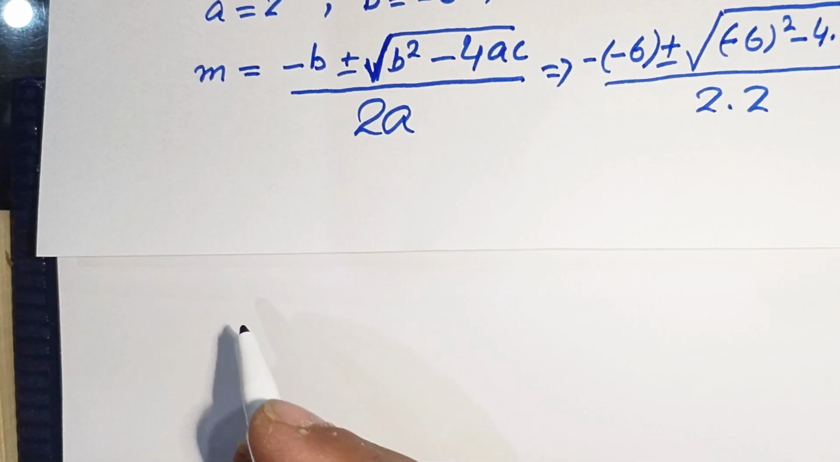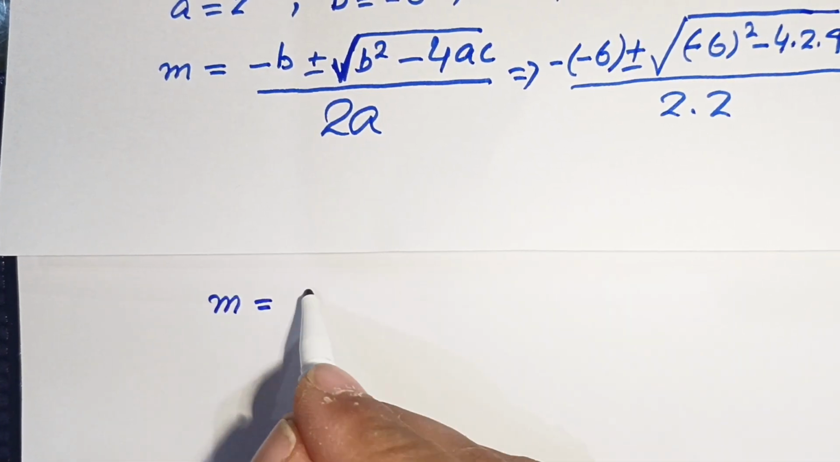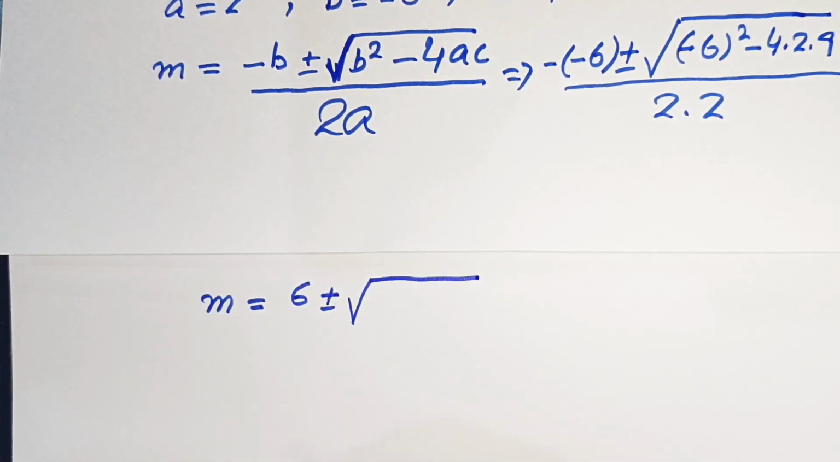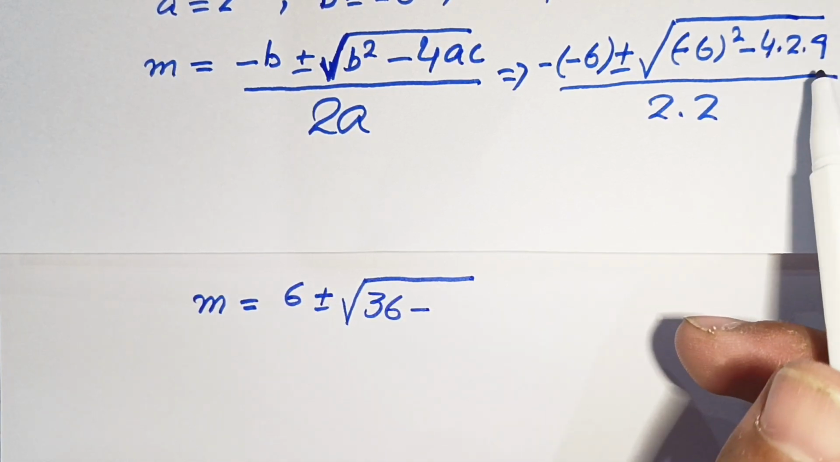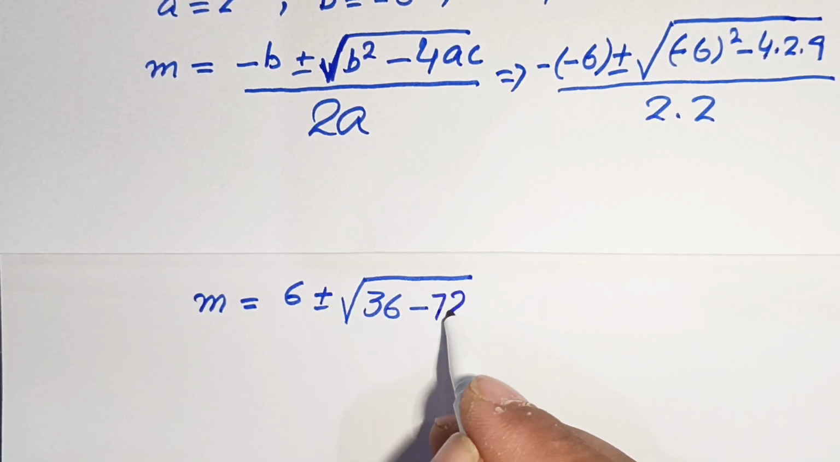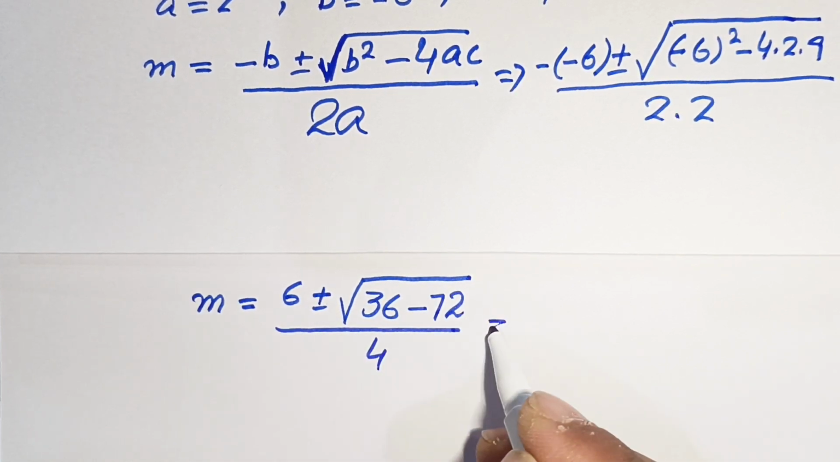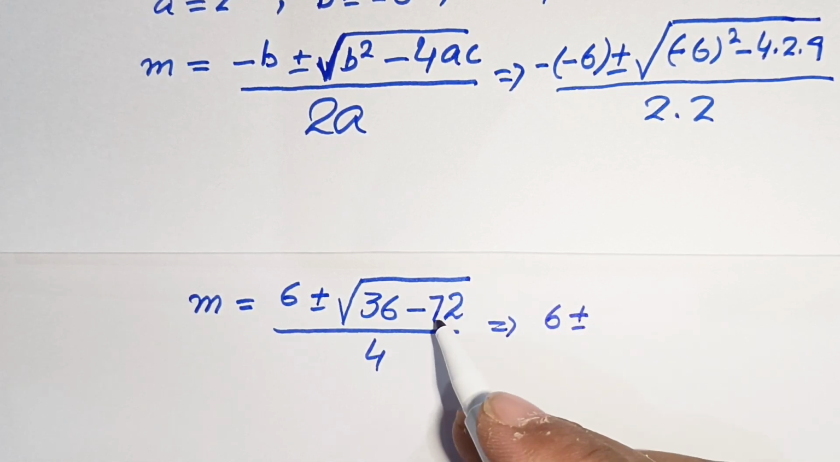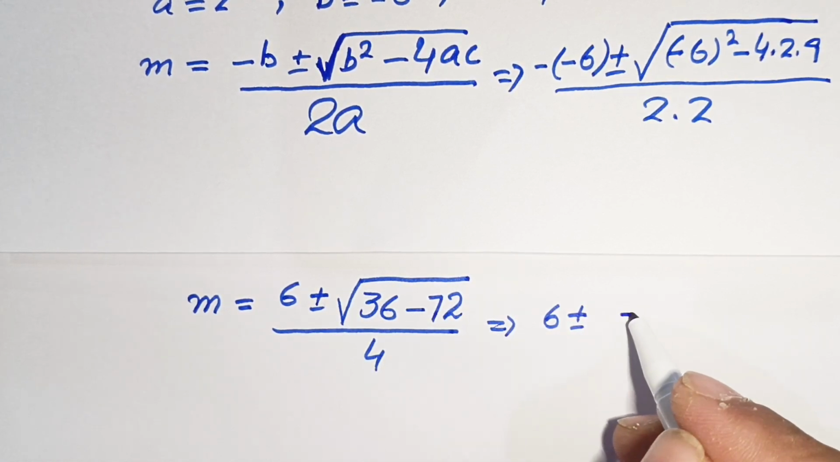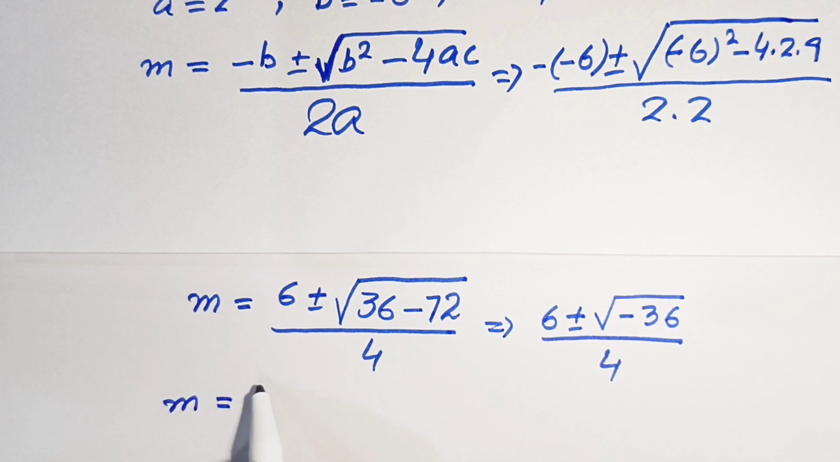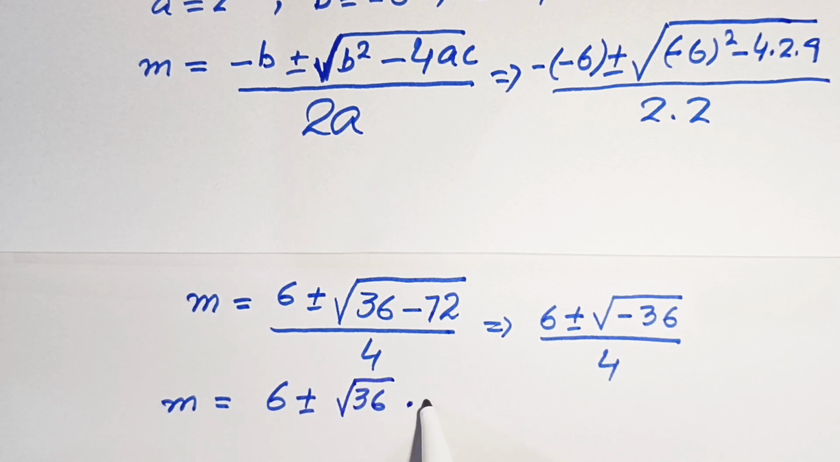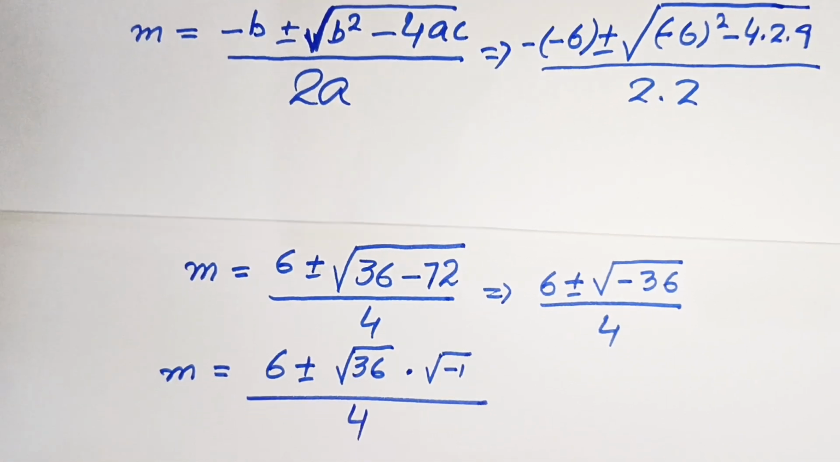Our next step is, here m is equal to minus times minus is plus 6 plus minus square root of 6 squared, which is 36, and minus 9 times 4, which is 36, times 2 is 72. So we just write here minus 72, all over 2 times 2, which is 4. Hence we get 6 plus minus square root of 36 minus 72, which is minus 36, all over 4. Here m is equal to 6 plus minus, this square root of minus 36 can also be written as square root of 36 multiplied by square root of minus 1, all over 4.